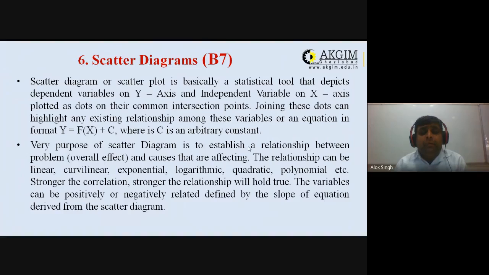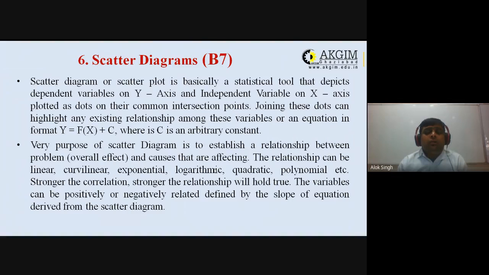The very purpose of a scatter diagram is to establish a relationship between the problem and causes, those you have identified by using the cause and effect diagram. So you can now identify what the dependent variable is and what the independent variables are, and what the relationship between these two functions is. The relationships can be linear, curvilinear, exponential, logarithmic, quadratic, polynomial, etc.